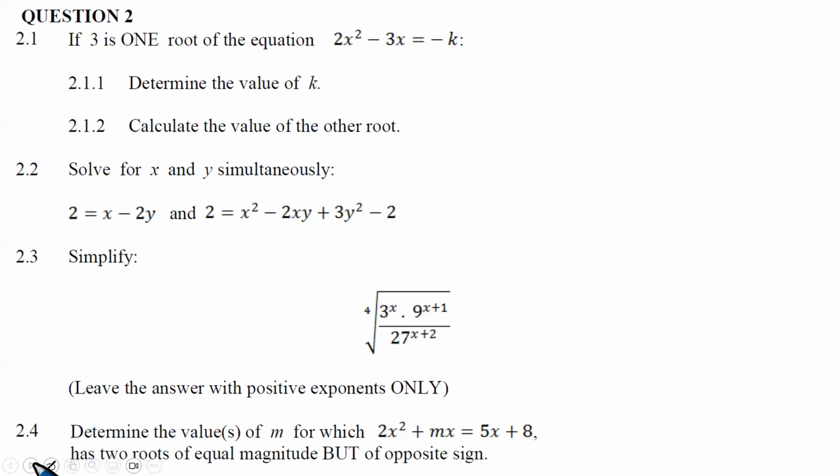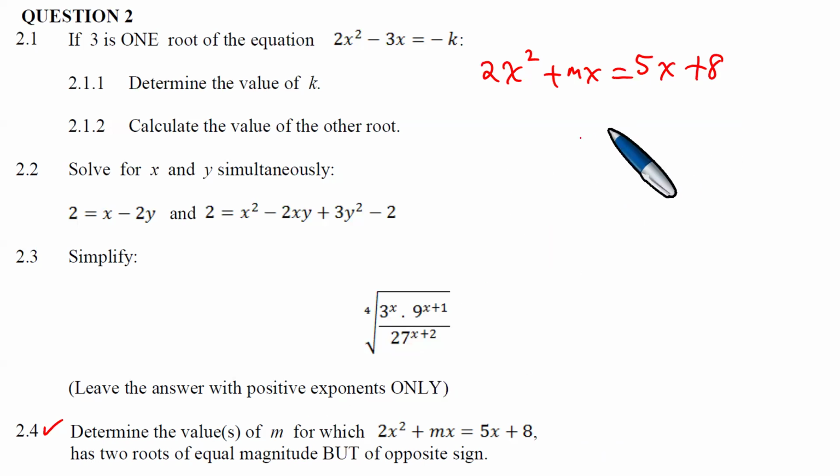The next question is table 4. Determine the values of m for which this one has 2 roots of equal magnitude but opposite sign. So you have 2x squared plus mx equals 5x plus 8. 2 roots of equal magnitude but opposite sign. We must find the values of m. What do we do here?